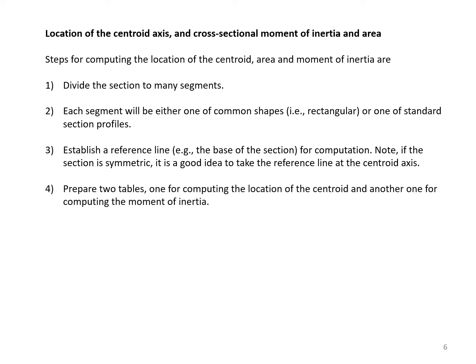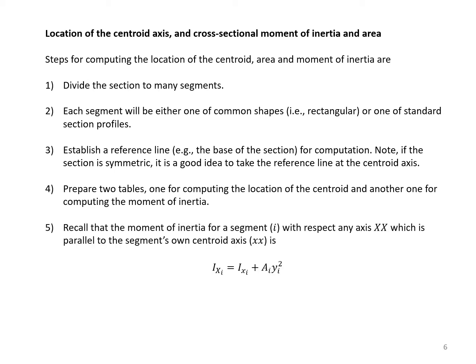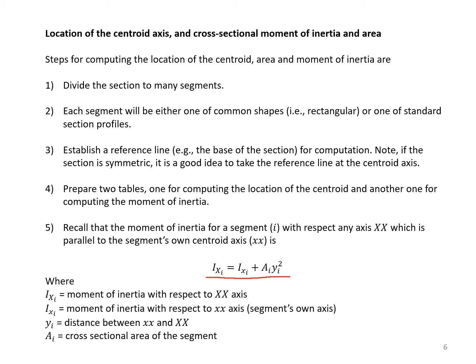Prepare two tables, one for computing the location of the centroid and another one for computing the moment of inertia. Recall that the moment of inertia for a segment i with respect to any axis XX, capital X, which is parallel to the segment's own axis, little x, is obtained as follows. I, capital X i, is equal to I, little x i, plus the area multiplied by the square of the distance between the two axes.